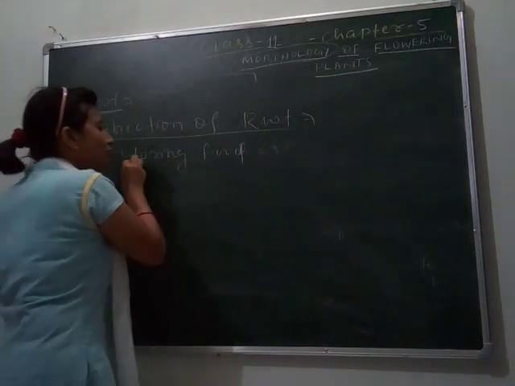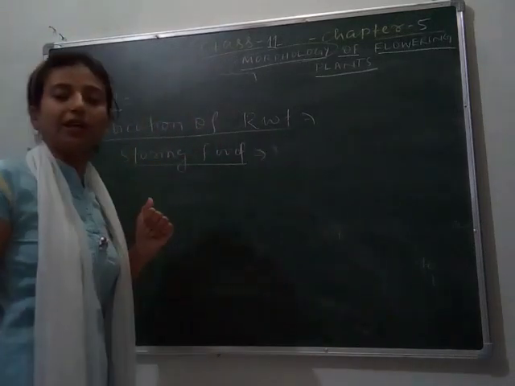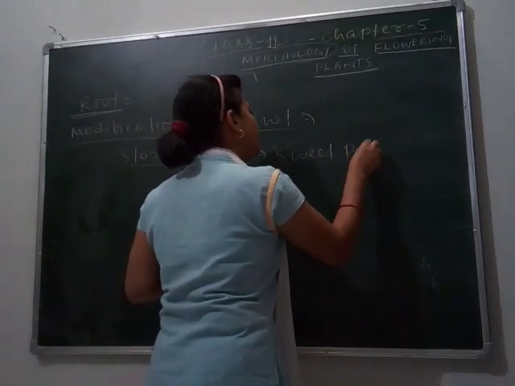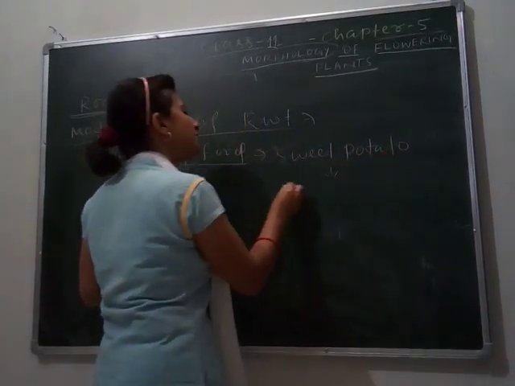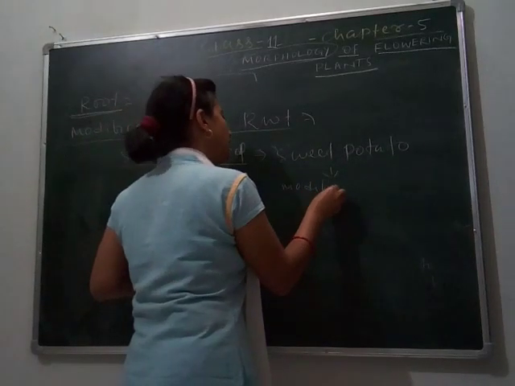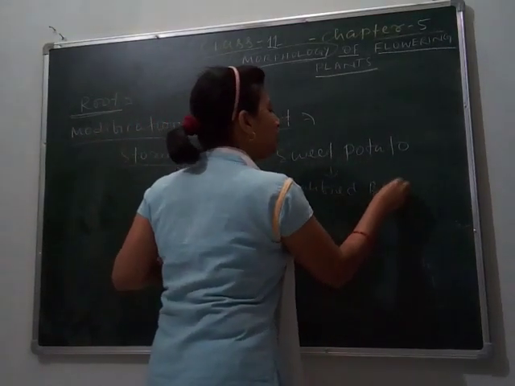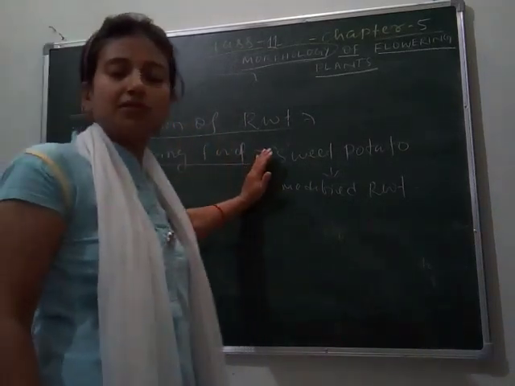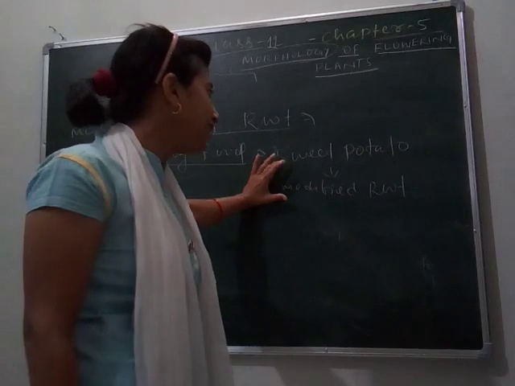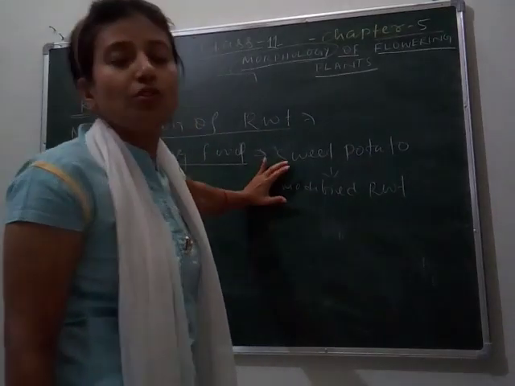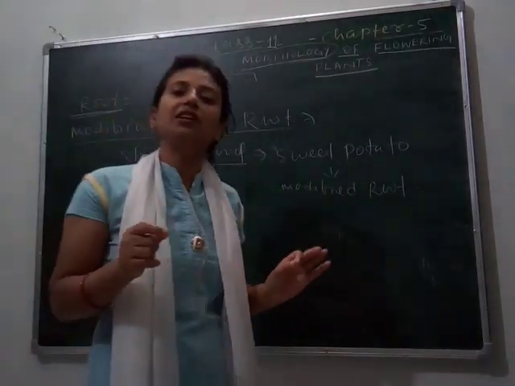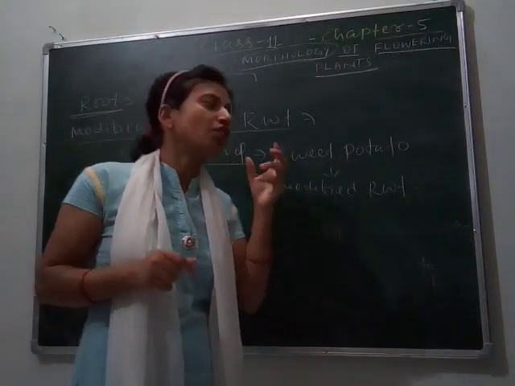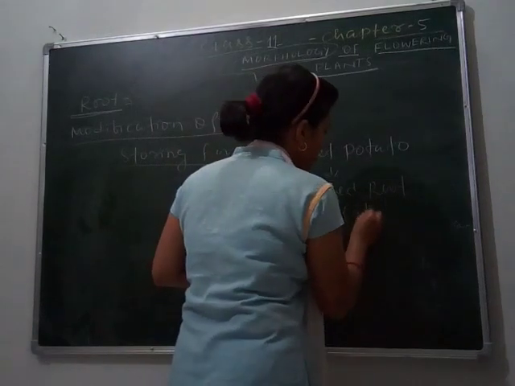Do you know about sweet potato? Here I am giving you the example of sweet potato. What is sweet potato? It is a modified root. According to the function of root, the root must absorb nutrients or hold the plant, but in the case of sweet potato, the root is not doing any function which it has to do, but here the root stores food. What? Stores food.